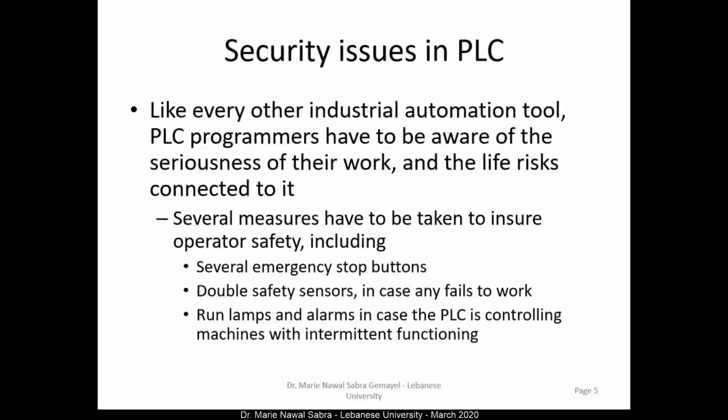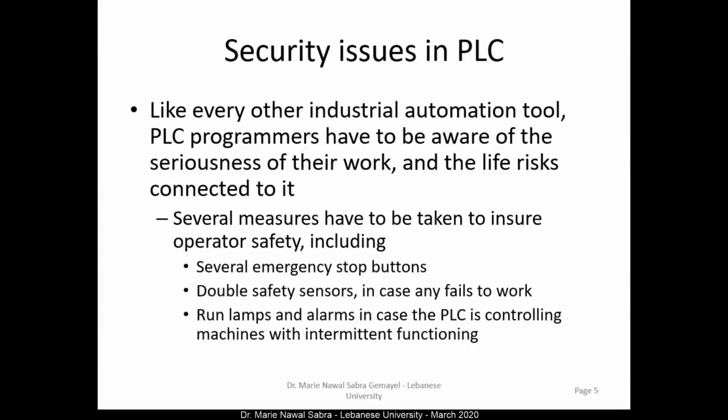When we talk about a PLC, we are talking about a controller that is controlling automation in industry. So we have personnel that are next to the machines, and if the machine control fails, these personnel have their life at risk. This is why when we are programming a PLC, you have to take care that the machine itself has to have several emergency stop buttons, double safety sensors in case just one fails to work, so the machine doesn't get off of the rails and hurt somebody or break itself.